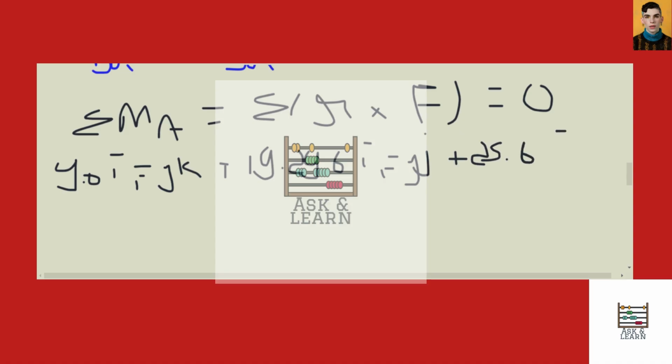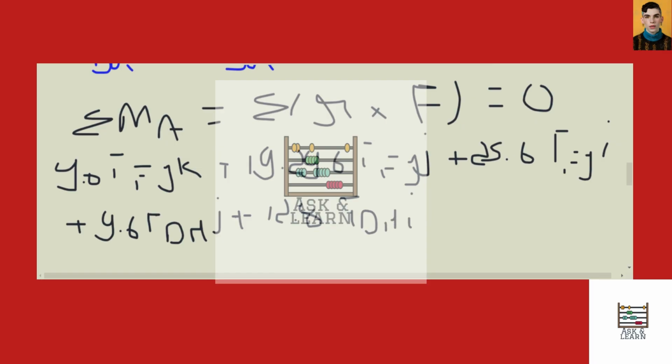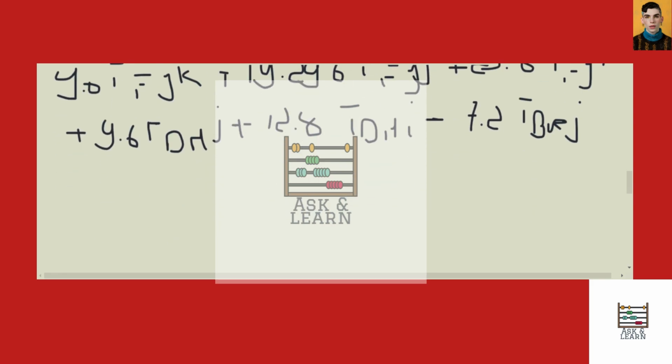plus 25.6 TFJ I plus 9.6 TDH J plus 12.8 TDH I minus 7.2 TBG J minus 288K minus 576I is equal to 0.